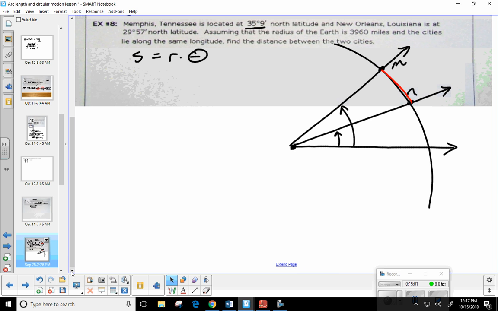Okay. So that theta would be this one right here. Does anybody already have an idea about what we can do to find theta? We can subtract. If I subtract the measures of the two angles we have, that'll give me this one right here, right? But you'll notice they're in degrees, and remember for this formula, we want them in what? Radians.